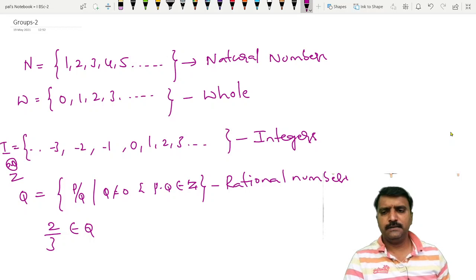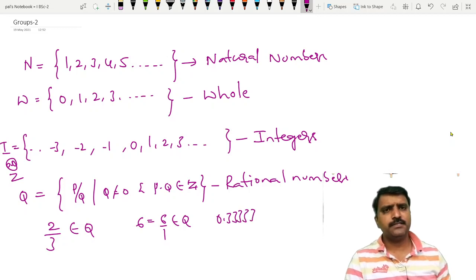If you take 6, 6 is also a rational number because 6 can be written as 6 by 1. This is an integer, this is an integer, so it is expressed as integer by integer, and the denominator integer is not 0, so definitely it is an element of Q. Any number you take, if it can be written like this, it is in Q, a rational number. And take one more number, 0.333.